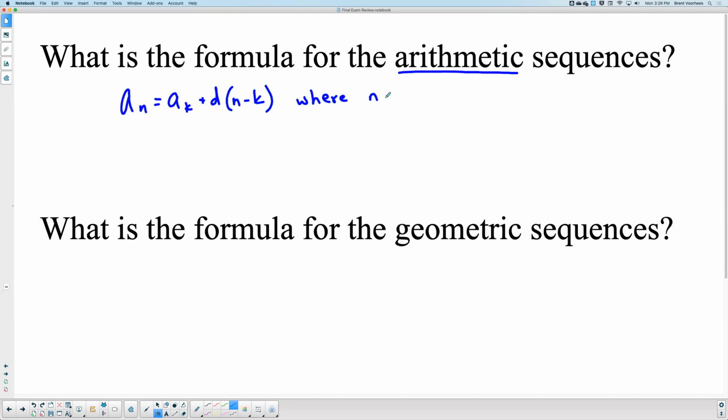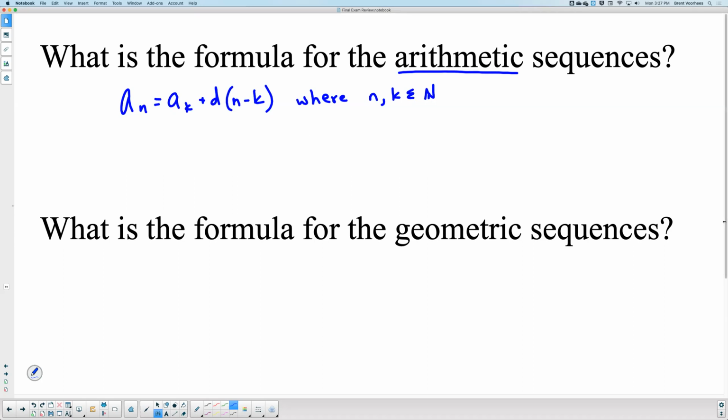So n and k are elements of the natural numbers, meaning you're not going to find the a_2.5 term. You're either finding the second term, a_2, or the third term, a_3, and so on. So those are natural numbers. Natural numbers are the ones you count, so we wouldn't have numbers such as 2.5 or negatives.